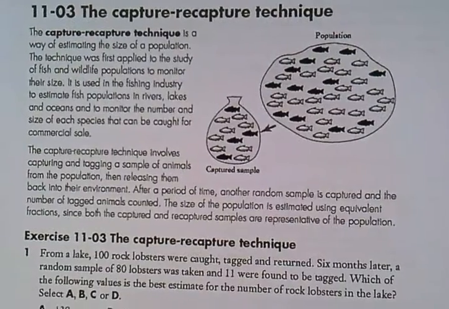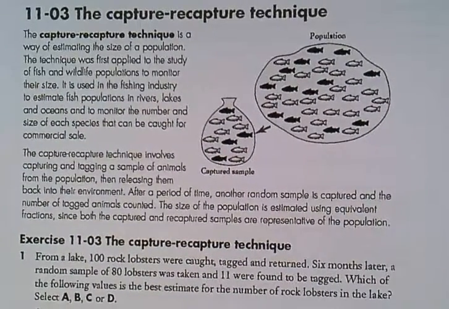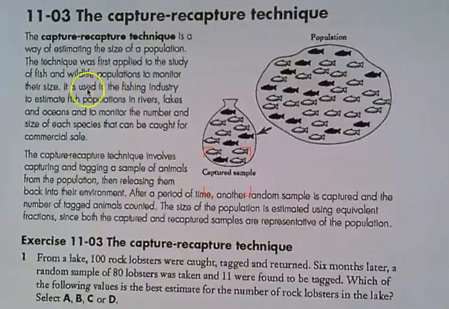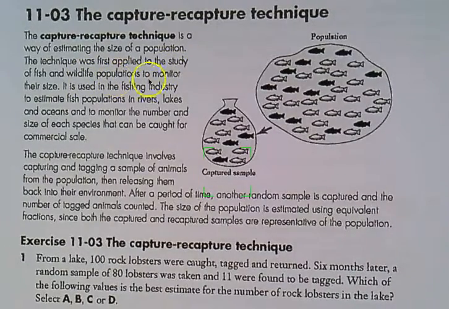At exercise 1103, the capture-recapture technique. We're now looking at sampling and populations, how to sample a population. The capture-recapture technique is a way of estimating the size of a population. It was first applied to the study of fish and wildlife populations, to monitor their size, and it's used in the fishing industry to estimate fish populations in rivers, lakes and oceans.